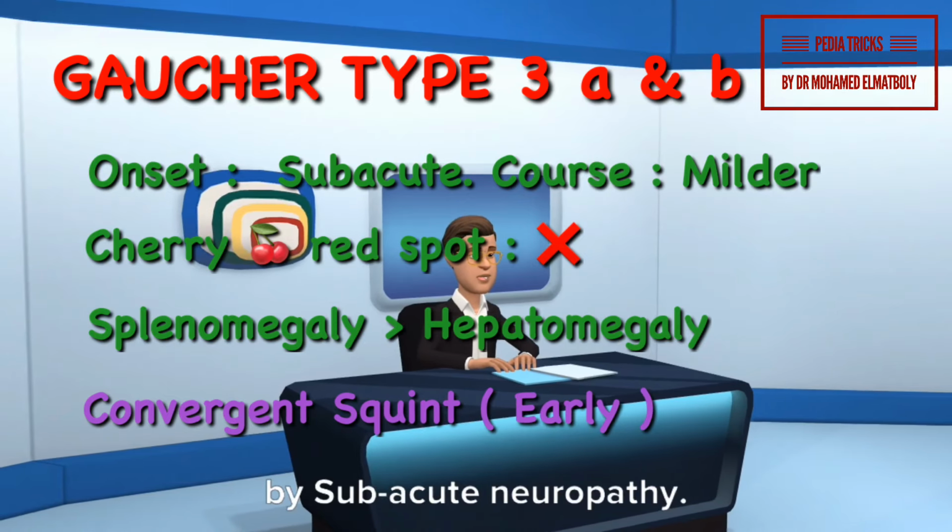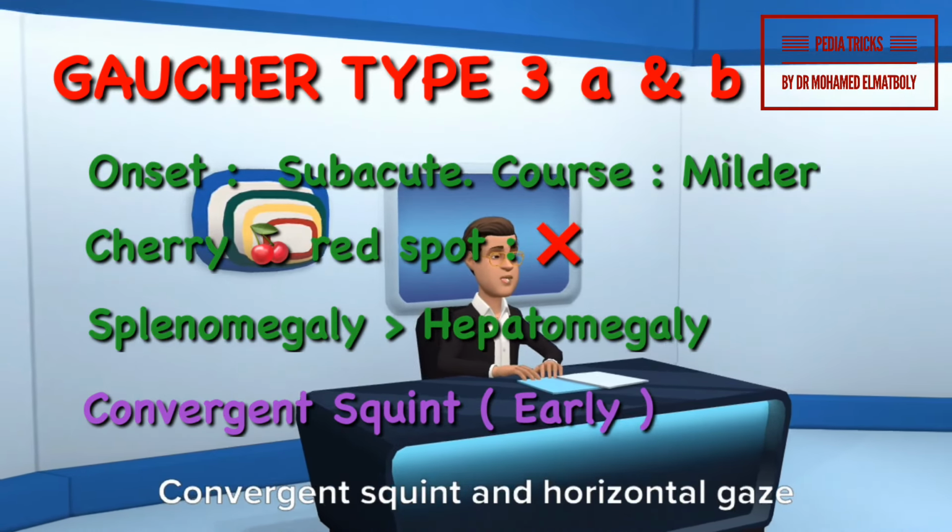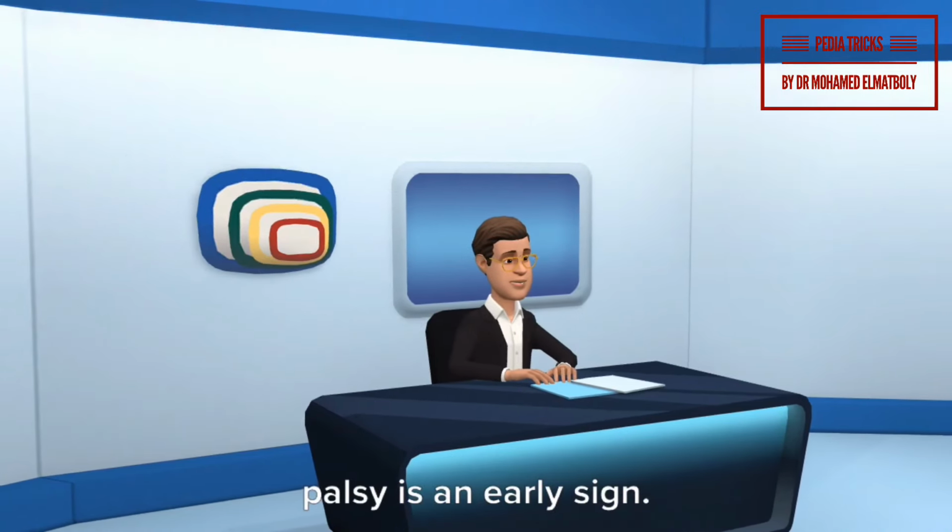Neurologically, it is characterized by subacute neuropathy. Convergent squint and horizontal gaze palsy is an early sign.